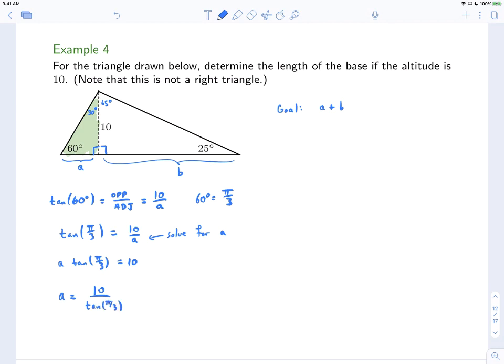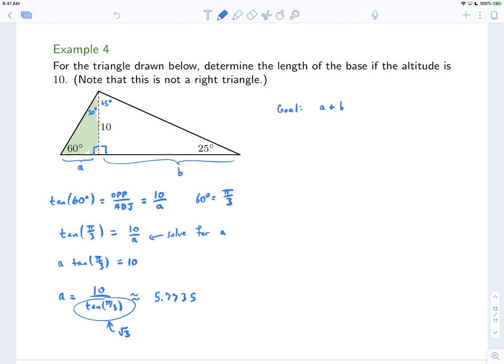And if we use a calculator or a computer, we get that this is approximately equal to 5.7735. In fact, we actually know what tangent of pi over 3 is. This is equal to the square root of 3. But we're just going to compute this using a computer because we want to know what the approximate value is when we sum it up. Okay, so that gives us the approximate value of A.